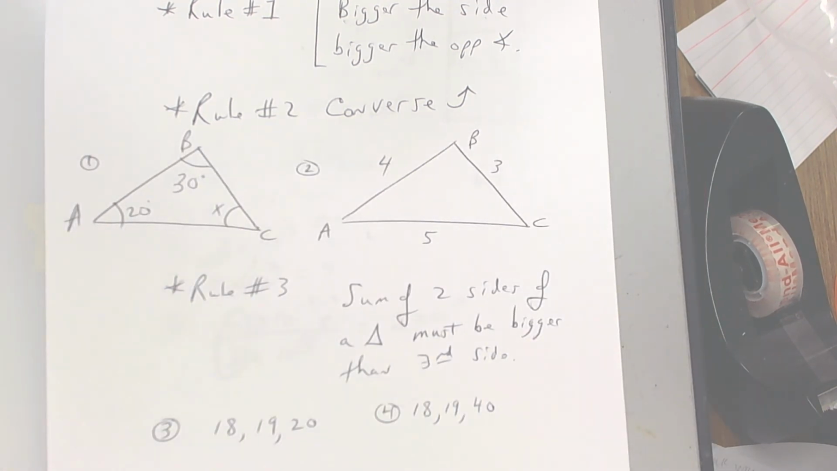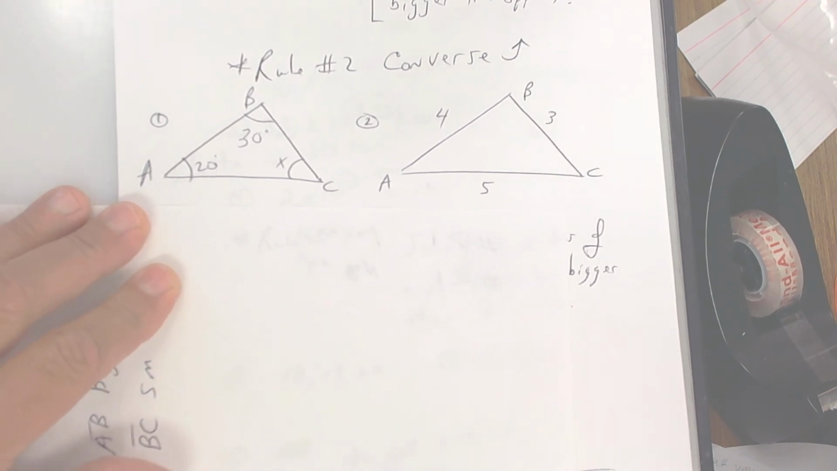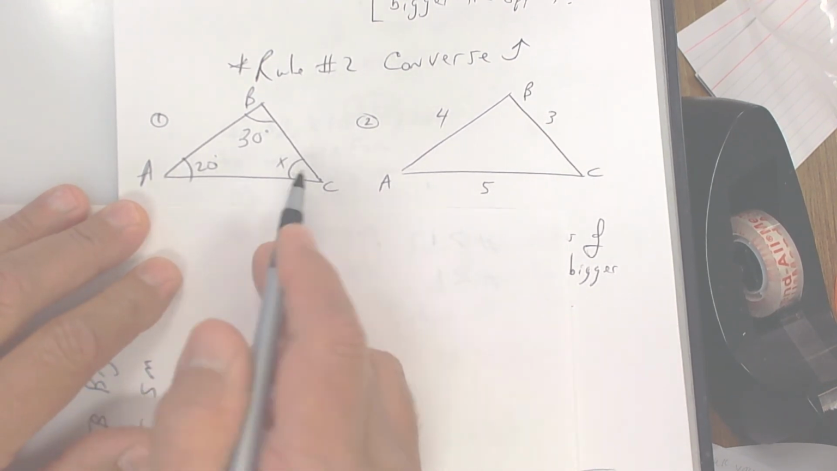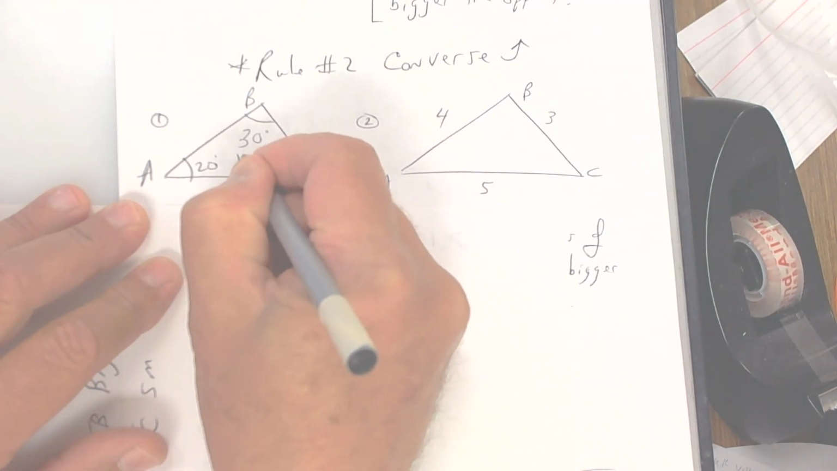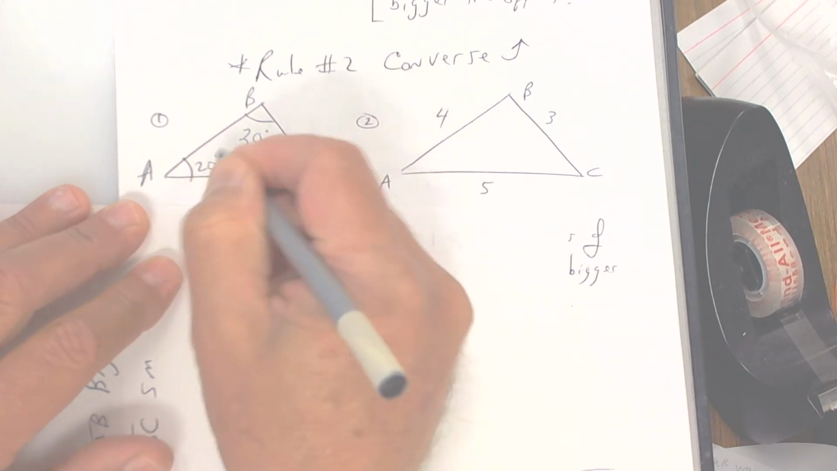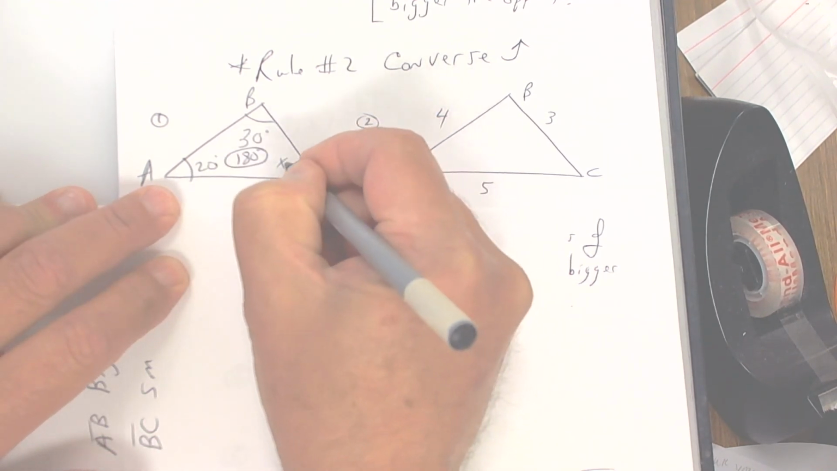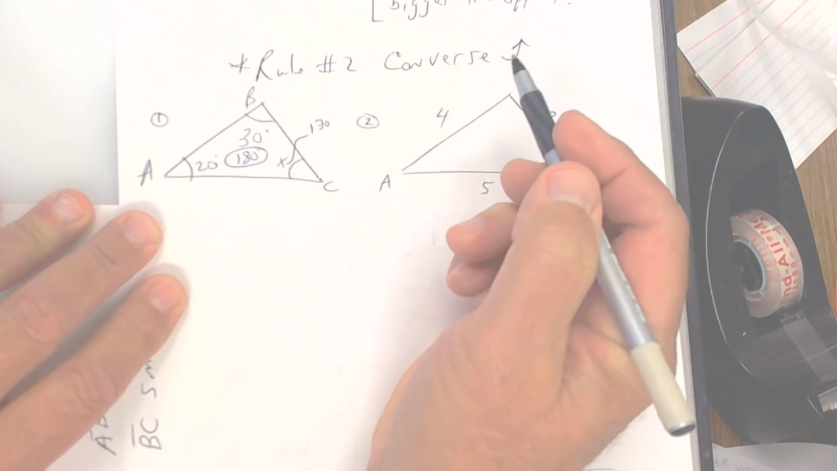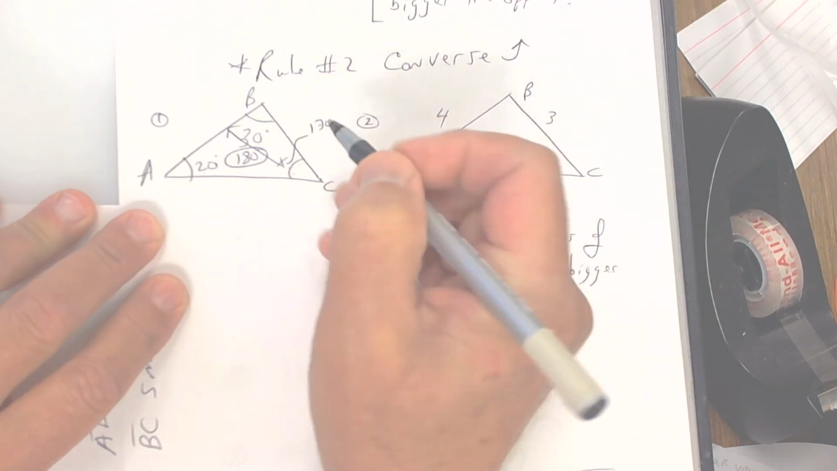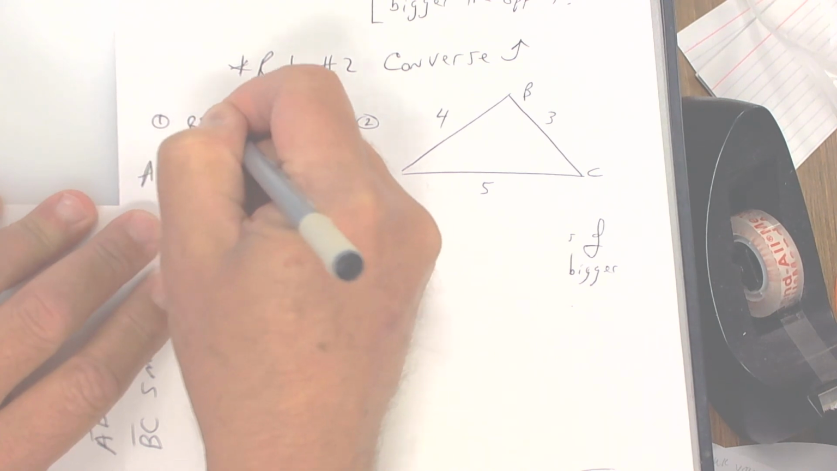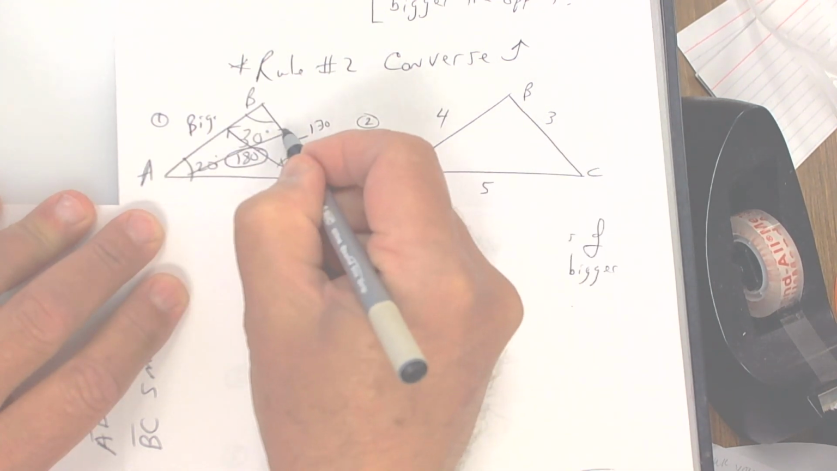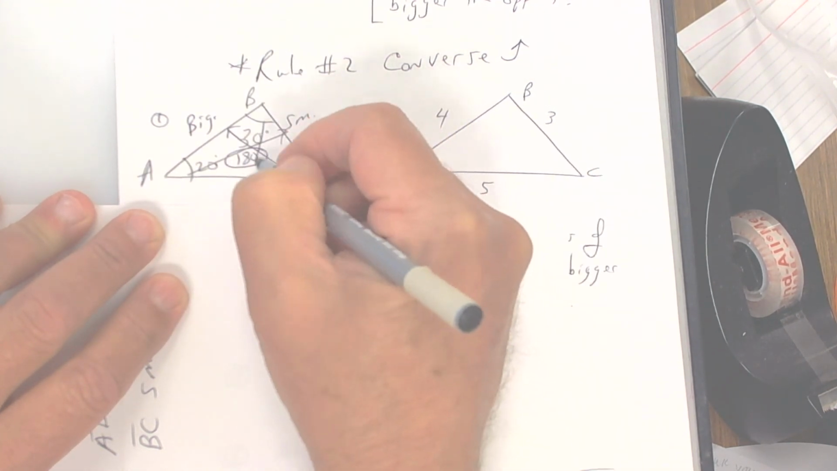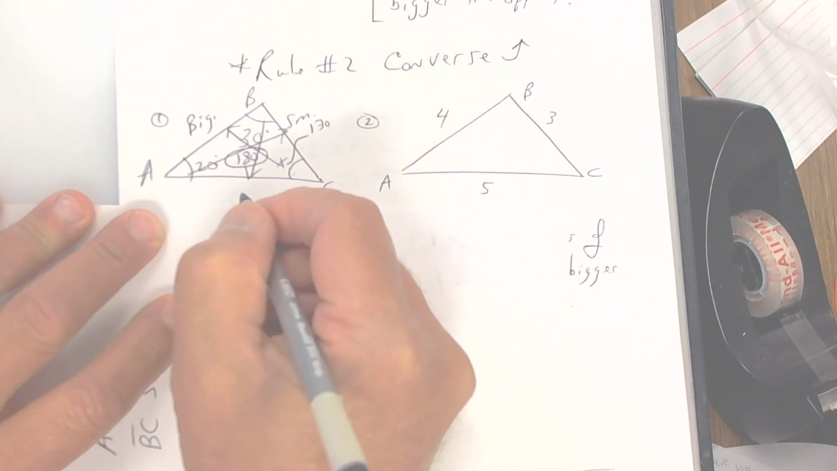All right, now let's take a look here. Let's say they don't tell you what this angle is. Well, you know that every triangle is 180. So this is 50, so this has to be 130. Now the diagram's not right. So the bigger side would be across from that. So this is your biggest. Across from the 20 would be your smallest. And the 30, this side right here, would be in the middle.